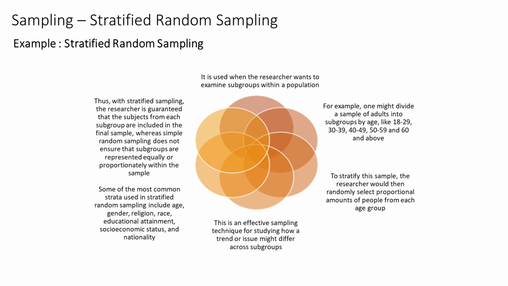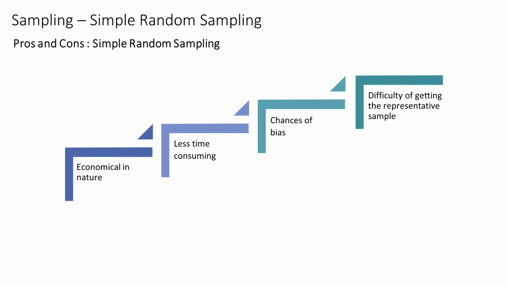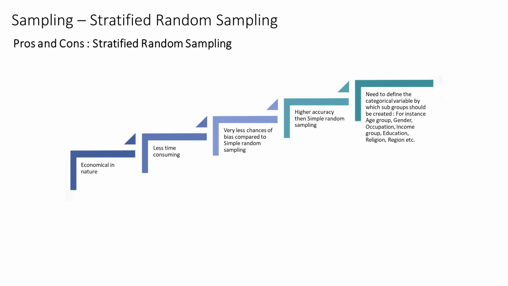Businesses might use sampling to identify a test group for research, for product testing, for media or political targeting, or for other purposes. Simple random sampling is economical in nature and less time-consuming than other techniques, but there is a chance of bias, and it is difficult to get a representative sample.